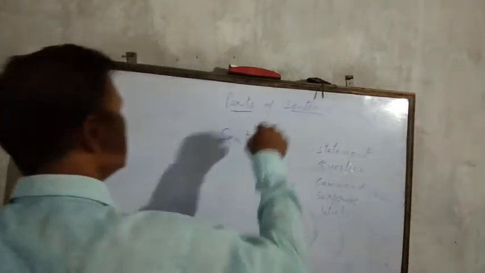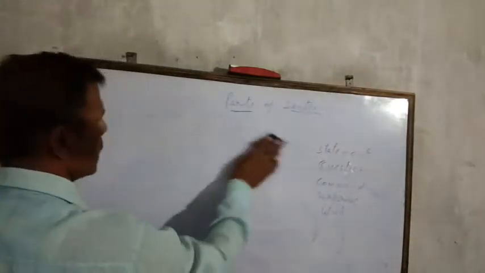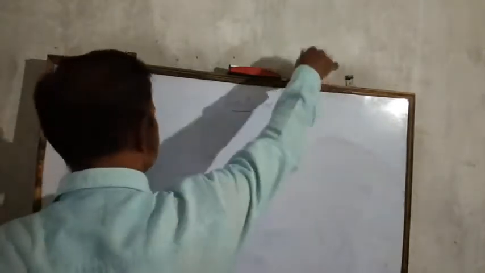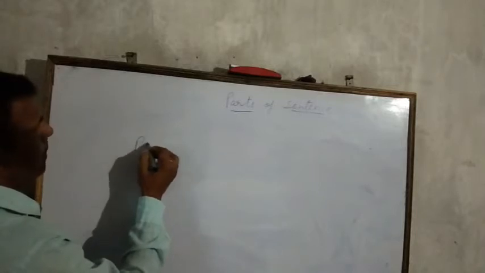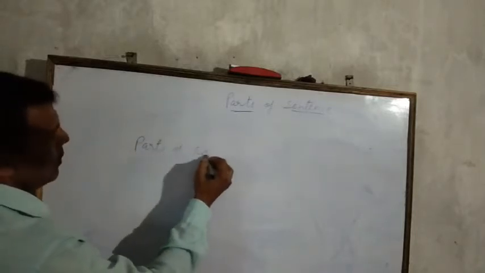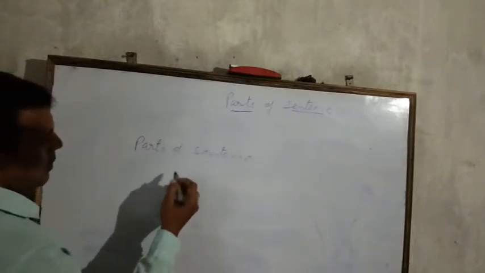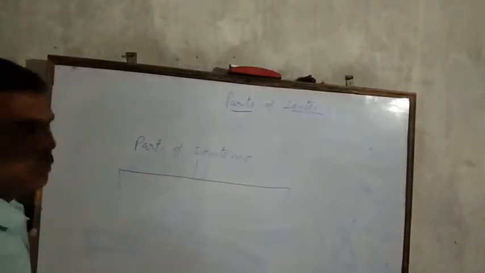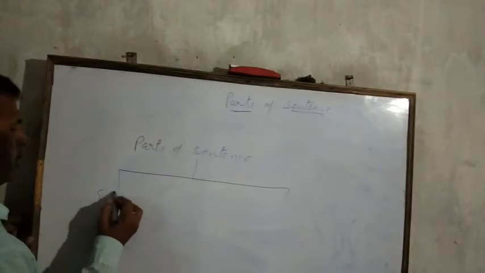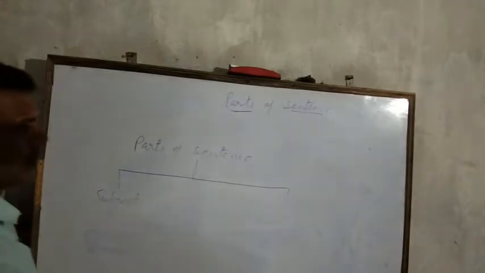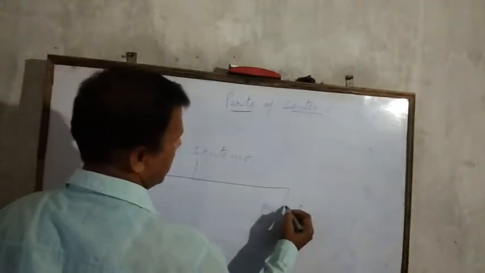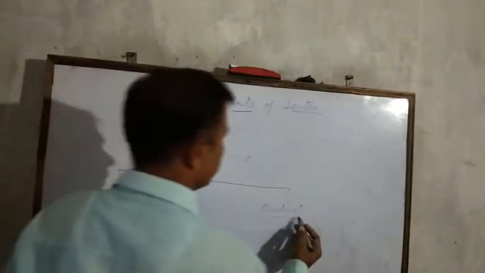Now, what are the parts of a sentence? We will discuss here the parts of sentence. A sentence has two parts. The first part is subject and the other is predicate.